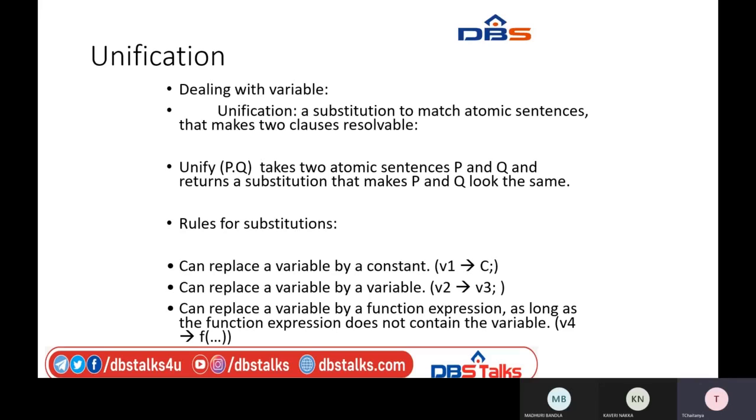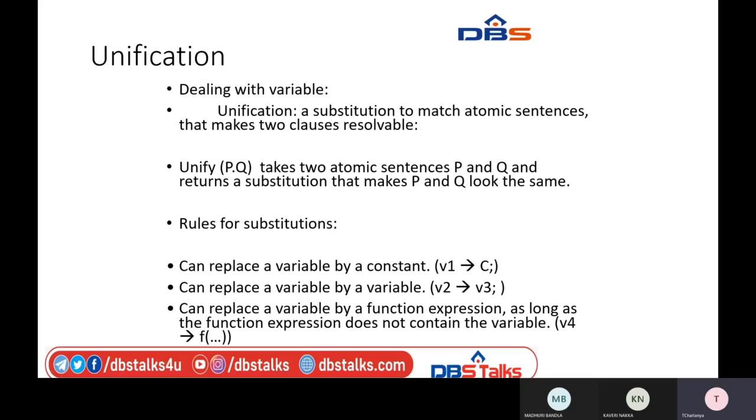See, unify P comma Q takes two atomic sentences. So according to the definition, unification is a substitution to match atomic sentences to make two clauses resolvable. They are giving two clauses, and in the two clauses we are going to substitute some value, a value which is suitable for unification. If I substitute that variable, it gives a meaningful value.